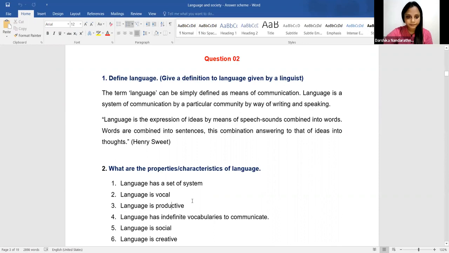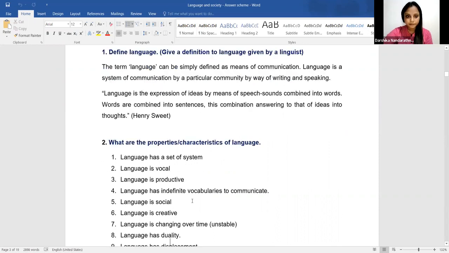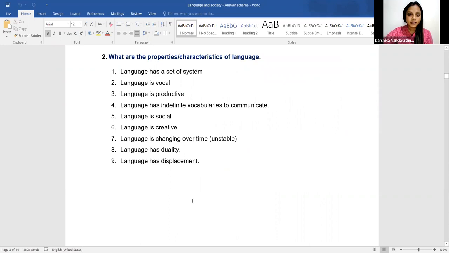Question number 2. What are the properties or characteristics of language? I am pretty sure that you are well aware of the characteristics of language.